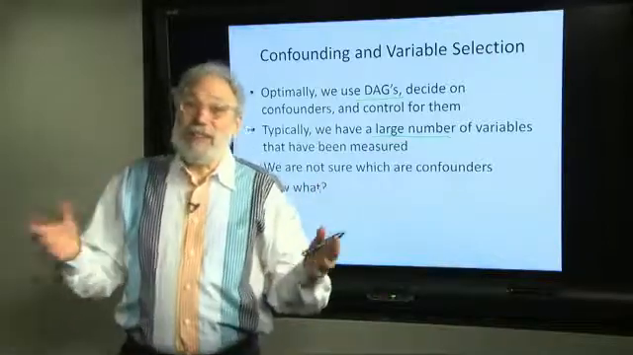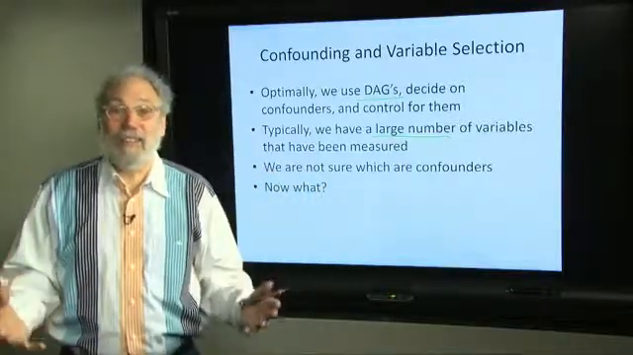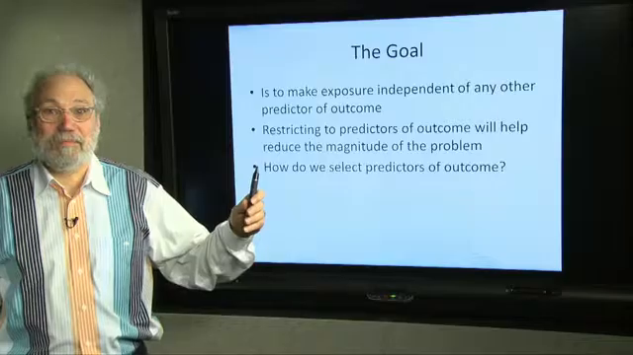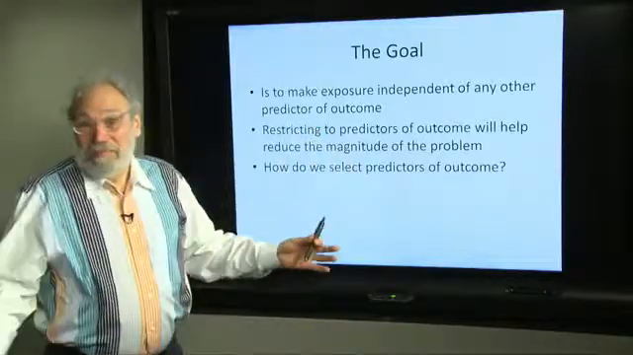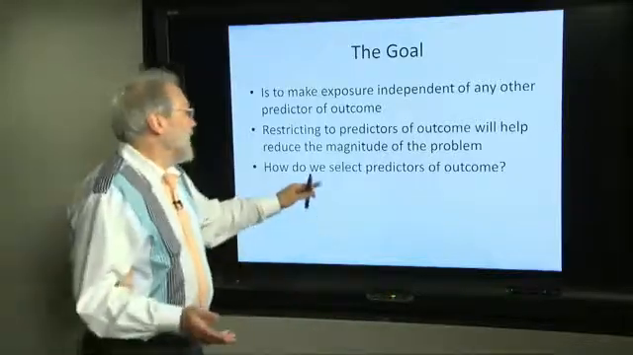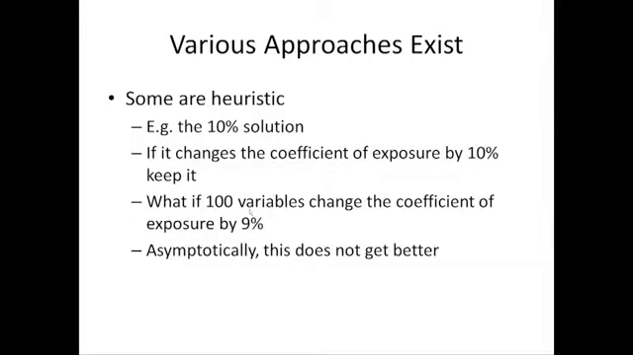Unfortunately, that's still going to leave you with a lot of possible variables. And so you need some pragmatic way to choose among them. So the goal, remember, is to make the exposure independent of these variables, which are also predictors of the outcome. Now, obviously, if the exposure is related to a variable that isn't a predictor of the outcome, that's fine. But we still need to do some selection. So there are various approaches that are out there.